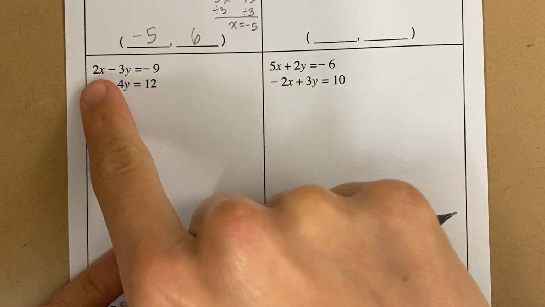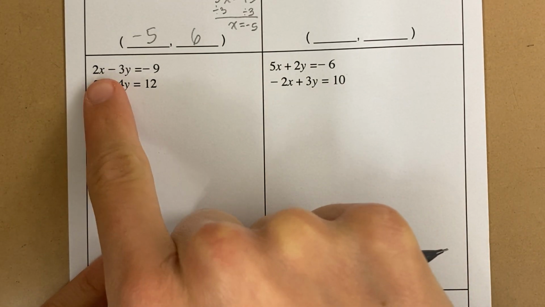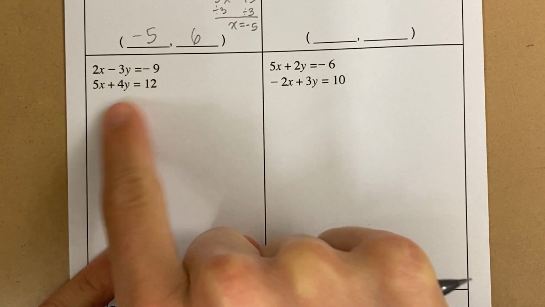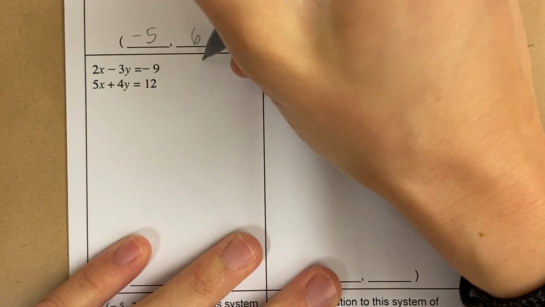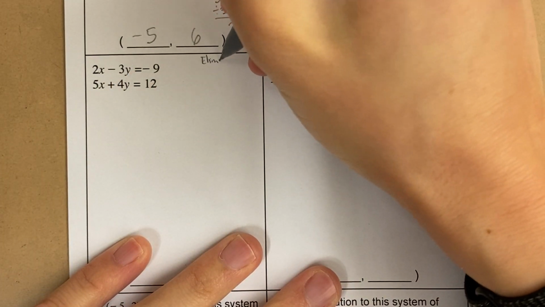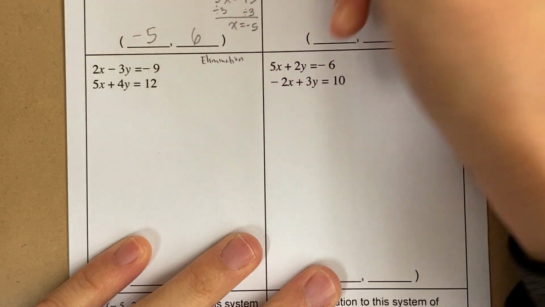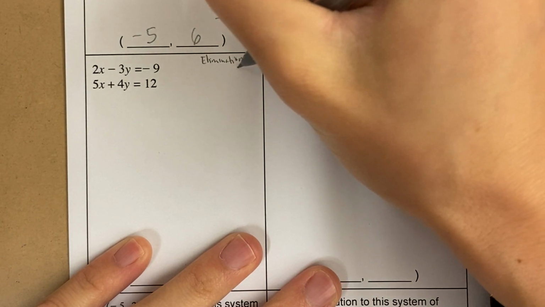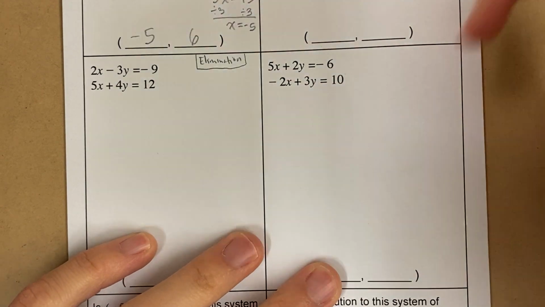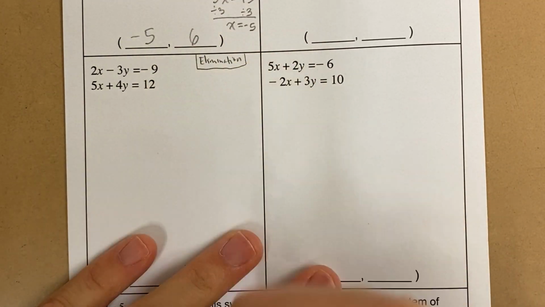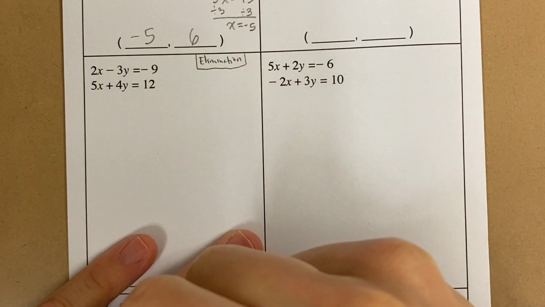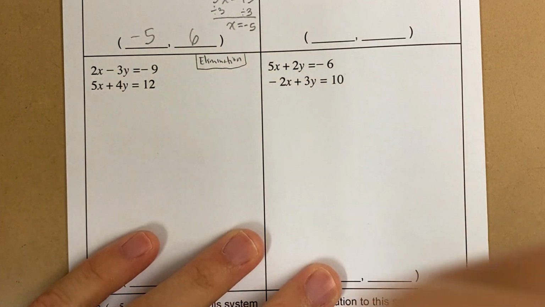Let's look at this next system. I notice again that these are two equations in standard form, right? A number times x plus a number times y equals a number. So again, elimination is the better option here. Elimination is going to be easier. However, this one, I don't have a situation where I can just add, right? I can't just add and see that these cancel out.